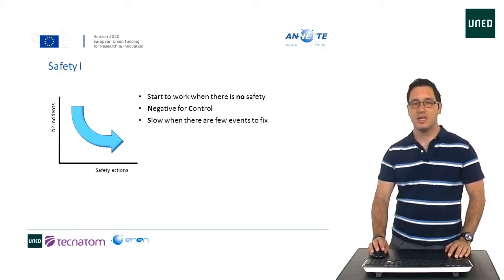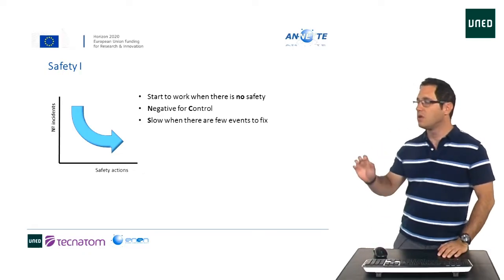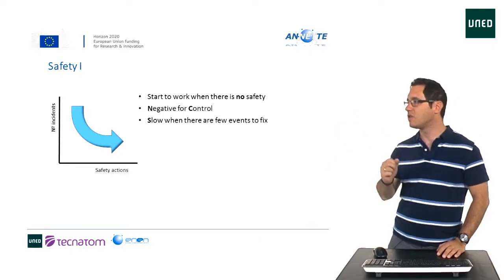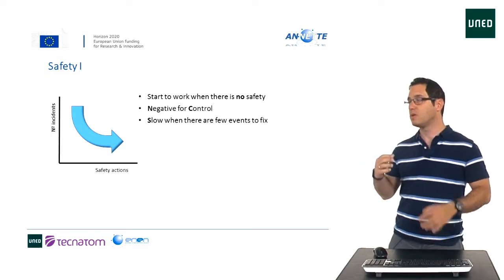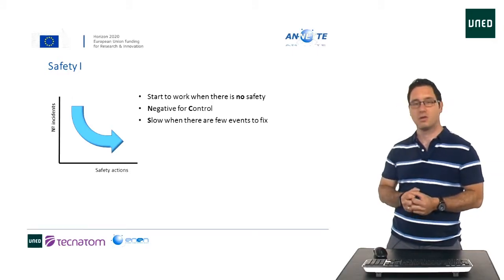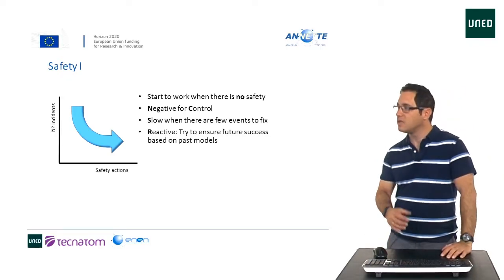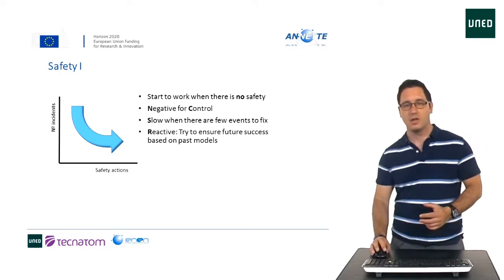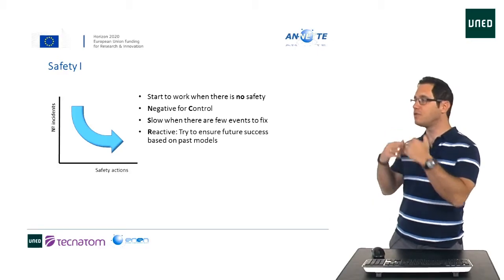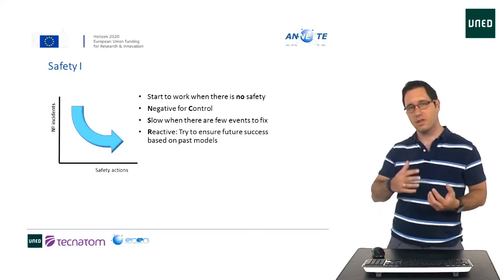Also, we can say that it is increasingly slow. Why? Because as we have a safer system, we have less events. So when we have few events to fix, we are not going to be ready to anticipate or to fix things. Another thing is that it's reactive. That means that we are trying to fix our future success based on past models and past events, not in things that are happening all the time.